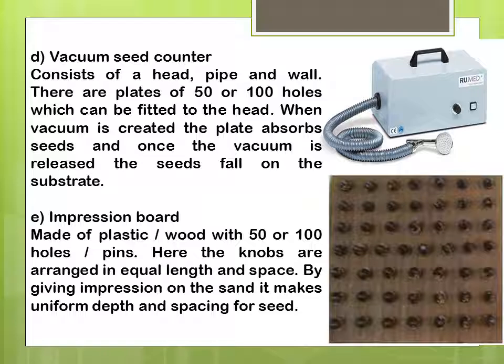Next is the vacuum seed counter. This consists of a head, pipe and wall, and there are plates of 50 or 100 holes which can be fitted to the head. Last is the impression board. It is made of plastic or wood with 50 or 100 holes or pins, and knobs arranged at equal length and spacing. By giving an impression on the sand, it makes uniform depth and spacing of the seed.